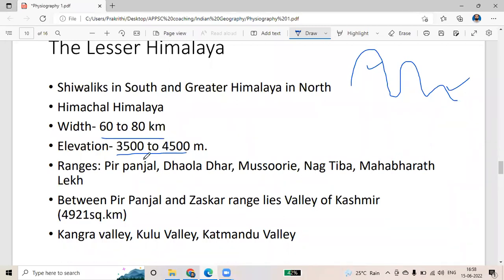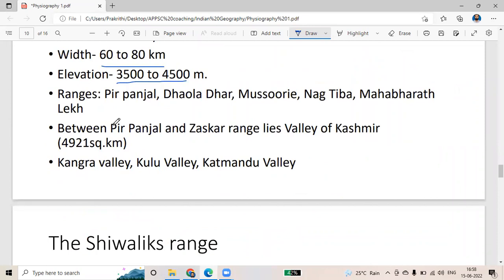Then the major ranges in this one are the Pir Panjal range, Dhauladhar range, Mussoorie range, Nagtiba range, Mahabharat, actually not in India, then the Mahabharat range. These important ranges will come in the exam.